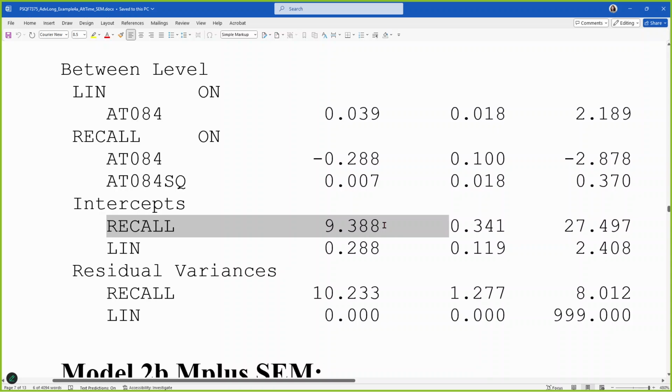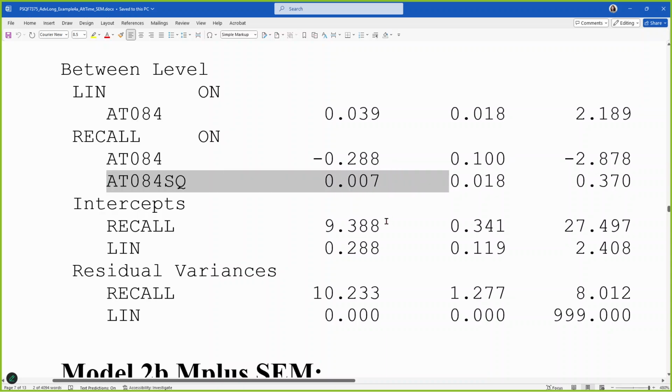Likewise, the fixed intercept, this would be the expected recall at time 0 for somebody who started the study at 84. For every year older you are at 84, that predicted intercept would be lower. However, that effect sort of is diminished at older ages. So the linear effect is being compromised, slowed down by the positive quadratic, but it's very little.